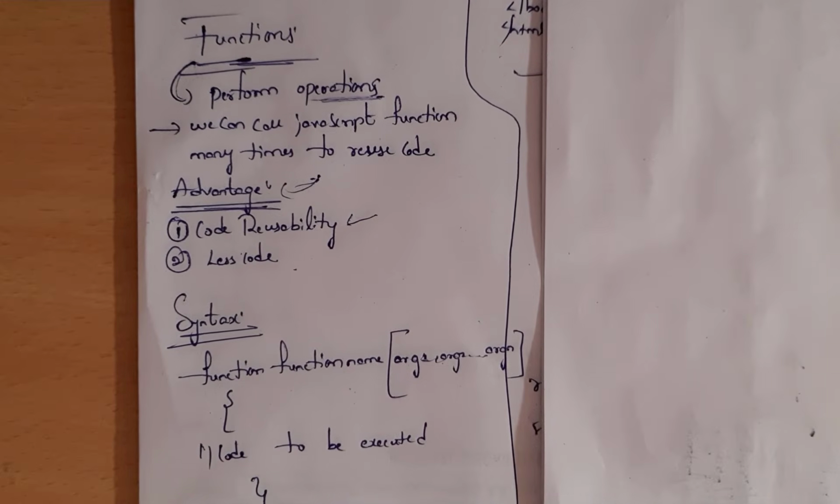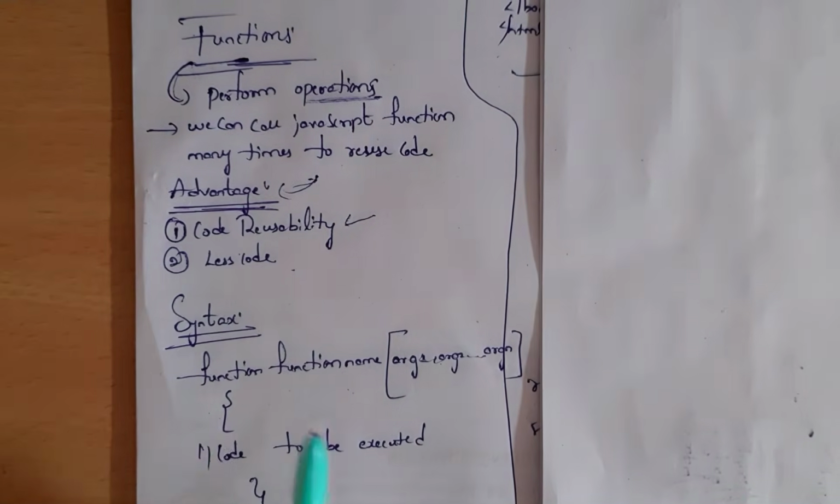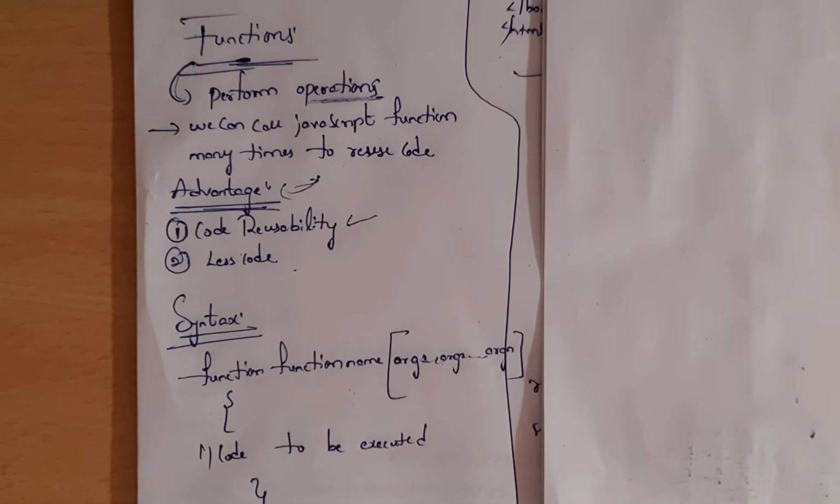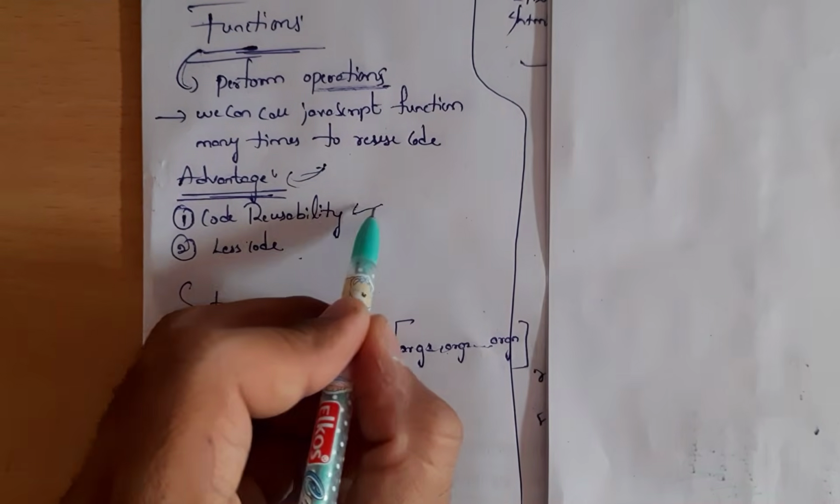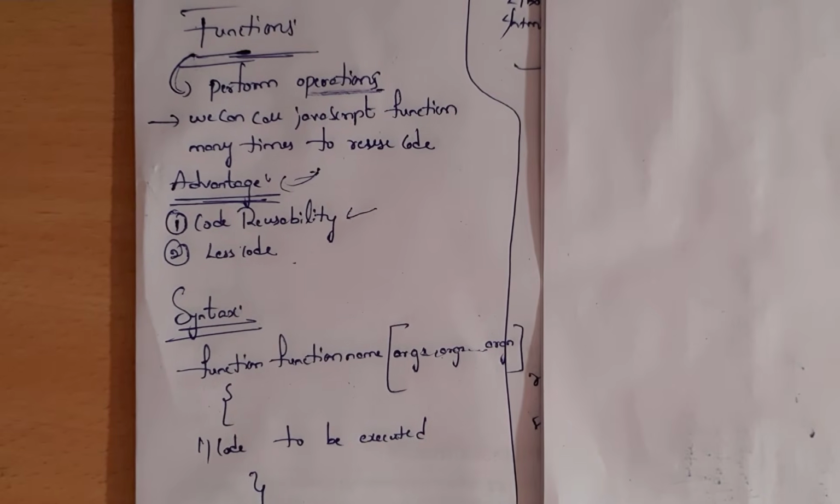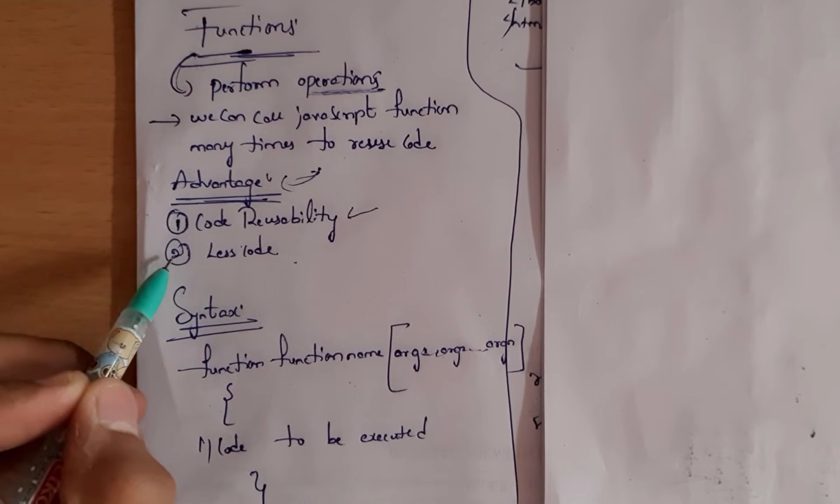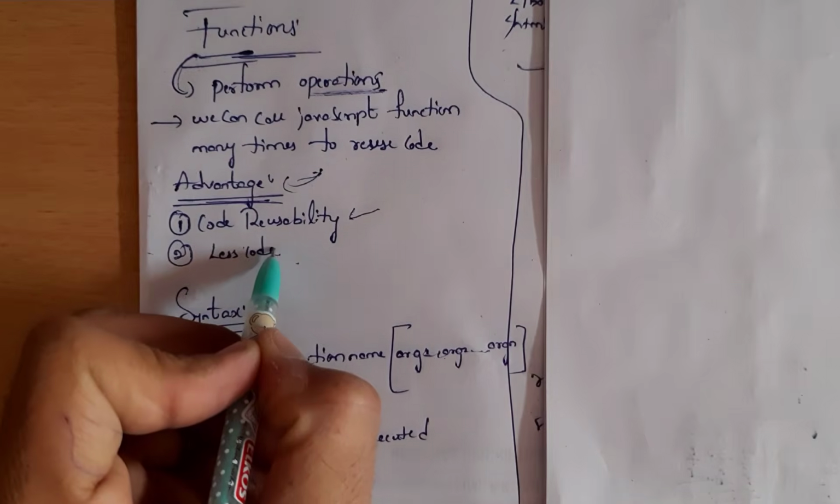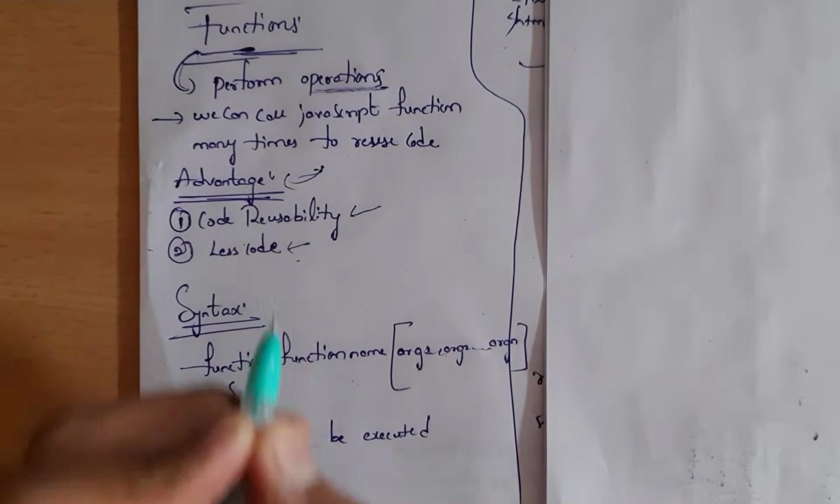Next topic is JavaScript functions. In order to perform various kinds of operations, we use JavaScript functions. And by using a JavaScript function, we can reuse code again and again. These are the advantages of JavaScript functions. First one is code reusability. How many times we want, that many times we can reuse code. This is the first advantage, and the second advantage is less code. If you reuse code, there is no need of writing code again, so it contains less code.